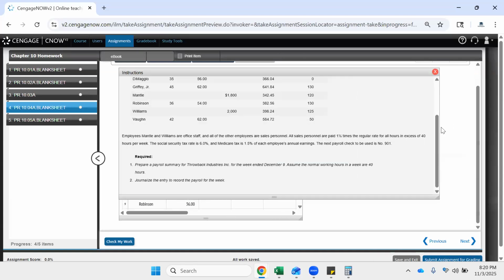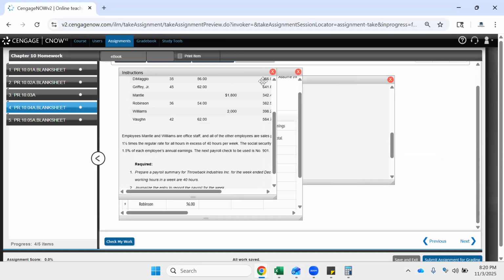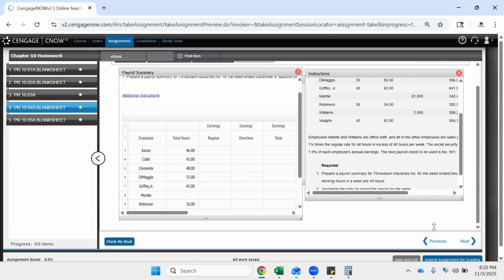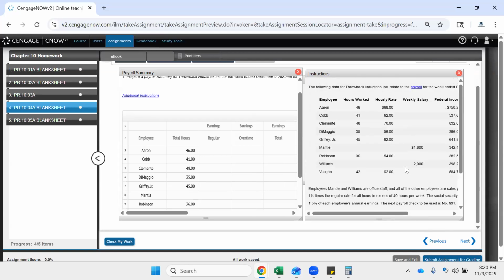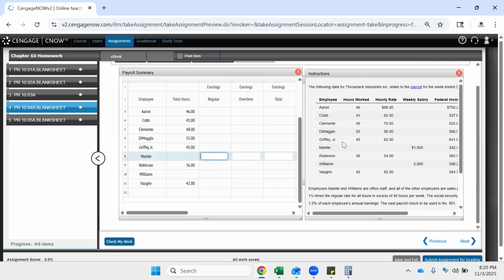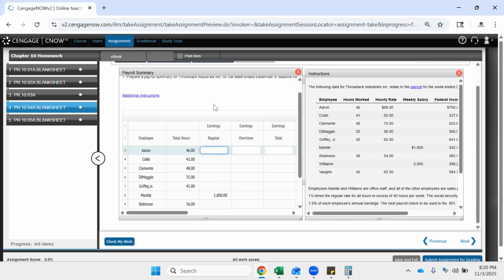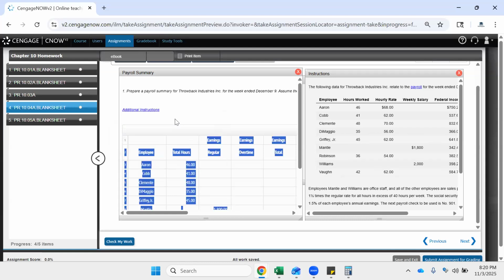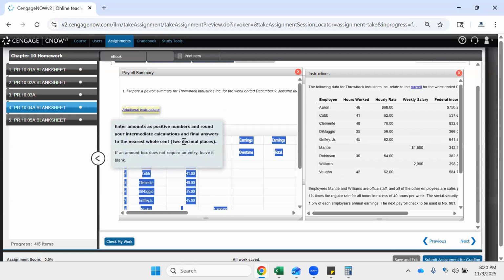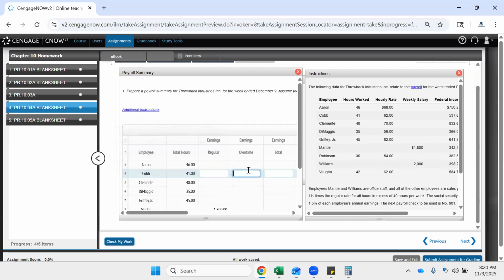While we get set up here, we're just going to go through and calculate each employee's earnings based on the hours worked. We can start with the salaried employees first because that's pretty simple. Their pay for the week is their salary. Mantle got 1,800, Williams 2,000. And note that it says enter all amounts as positive numbers and round intermediate calculations and final answers to the nearest whole cent or 2 decimal places.